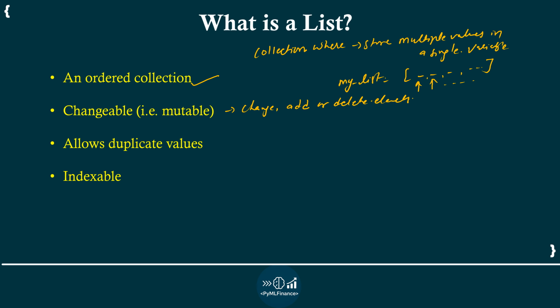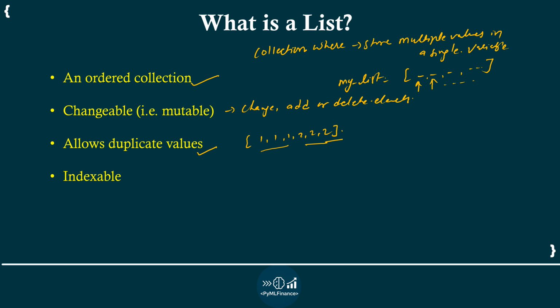All right, and lists also allow duplicate values. So in a list you can store same elements multiple times. It allows duplicate values so that the same value can appear more than once. If you want the same value to appear more than one time, you can do that using a list.